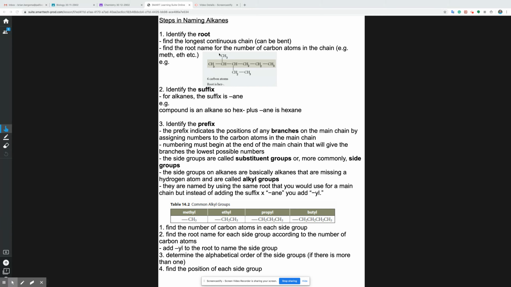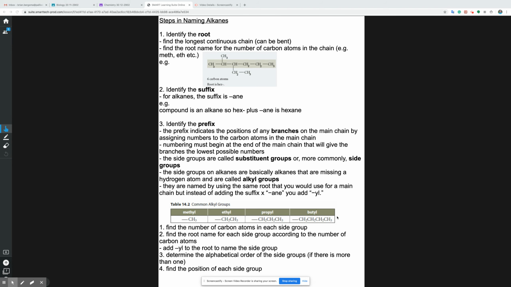So like this one here, there's 1 carbon, so it becomes meth, our root part for that. Then we add the yl, so we get a methyl group. If we have 2 carbons like we do here, that's an ethyl group. Next, propyl, butyl. Usually you don't get much longer than that.